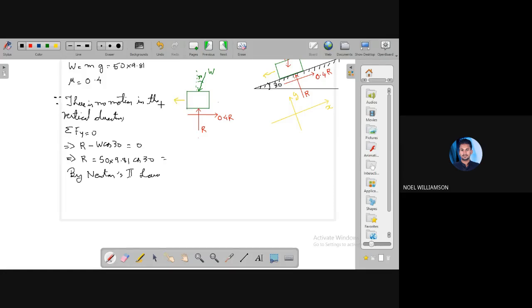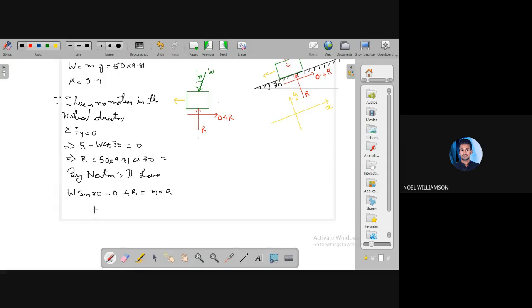So the first one is W sine 30, which is positive because it is acting in this particular direction. W sine 30 minus 0.4 R. Why is it taken as minus? Because it is in the opposite direction of the motion. This is equal to M into A.